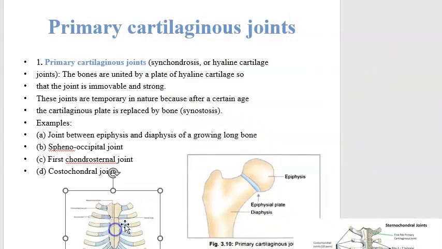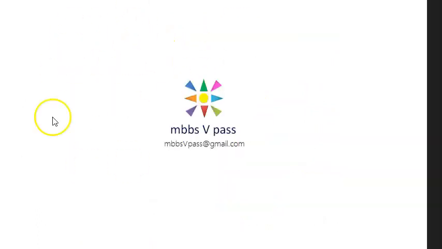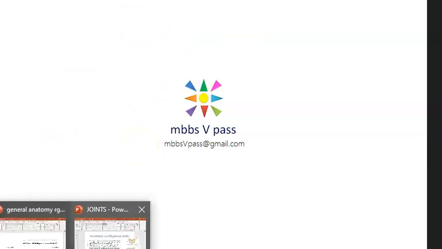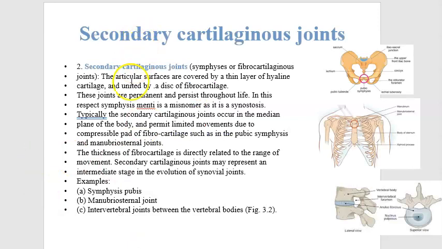So did you understand all the primary cartilaginous joints, people? Synchondrosis. Then later what will it become? Synchondrosis will become synostosis. Now let us move on to secondary cartilaginous joints. We already know what is there here. Fibrocartilage. So basically these are covered by a thin layer of hyaline cartilage united by a disc of fibrocartilage.